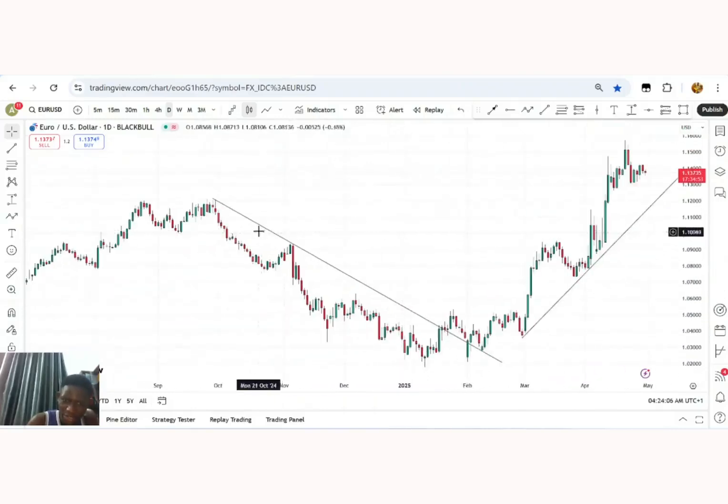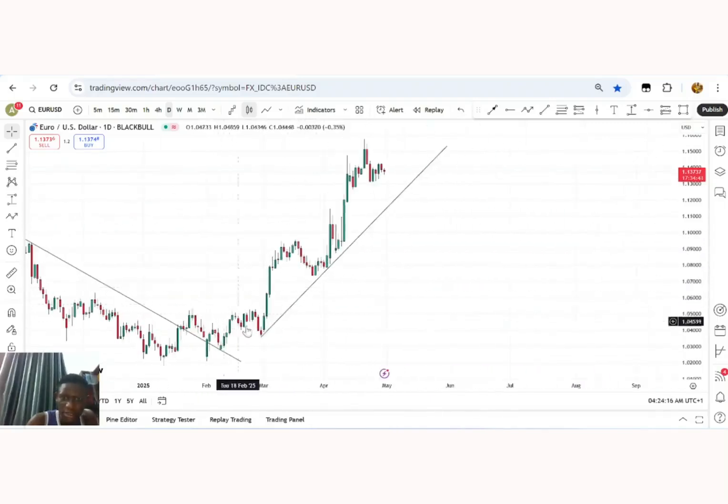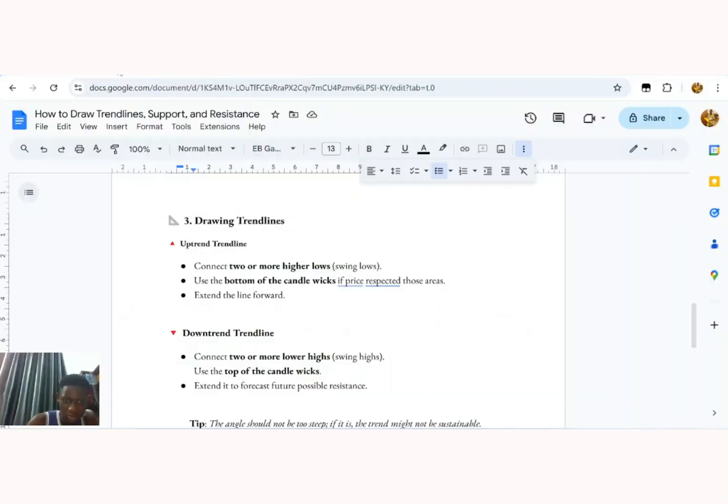Then for a downtrend, it's a resistive line that the market reacted to. It will be below the line for a downtrend, and for an uptrend it will be above the line. So take note of that. Now extend the line forward.